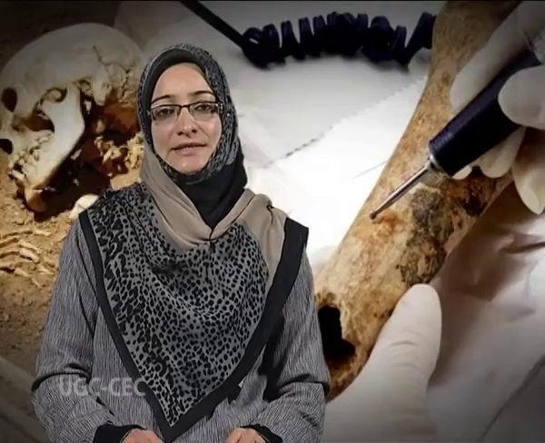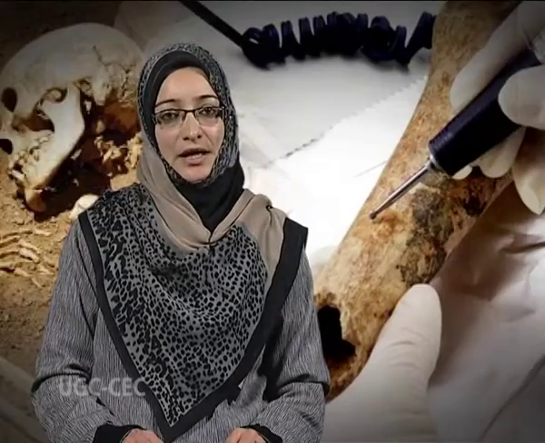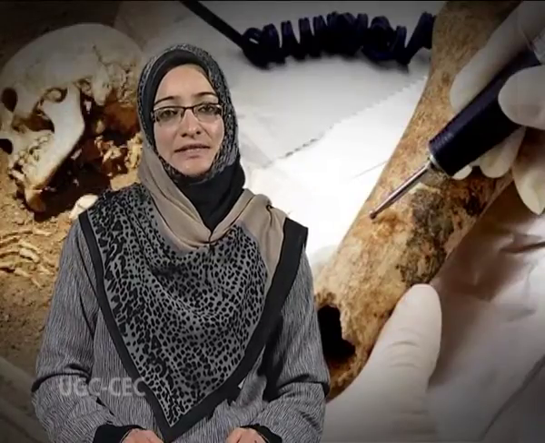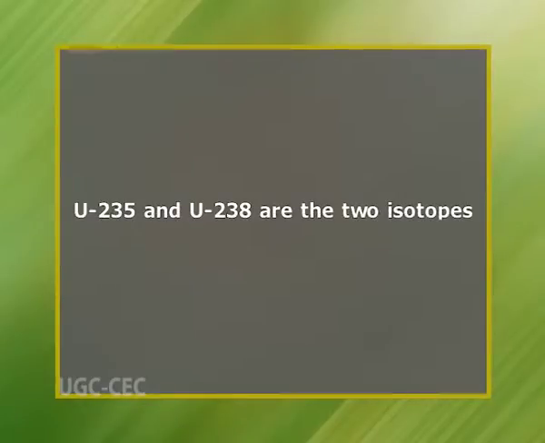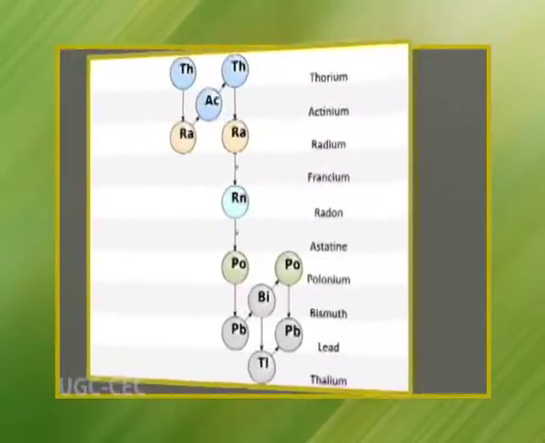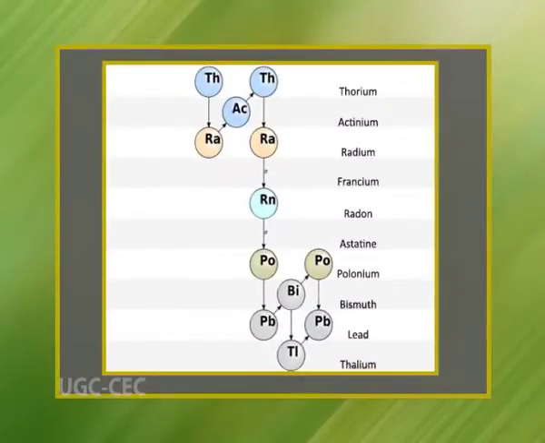The uranium lead system is more complicated than other parent-daughter systems. It's actually several dating methods put together. Natural uranium consists primarily of two isotopes, uranium-235 and uranium-238, and these isotopes decay with different half-lives to produce lead-207 and lead-206 respectively. In addition, lead-208 is produced by thorium-232.